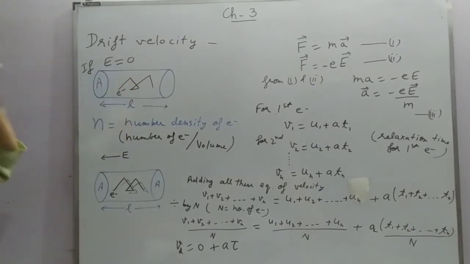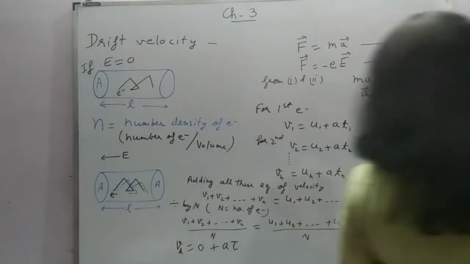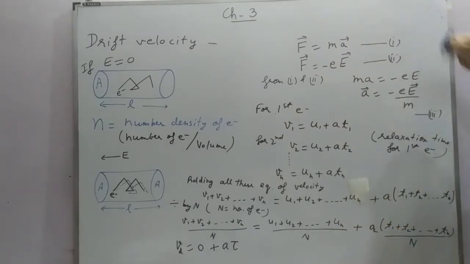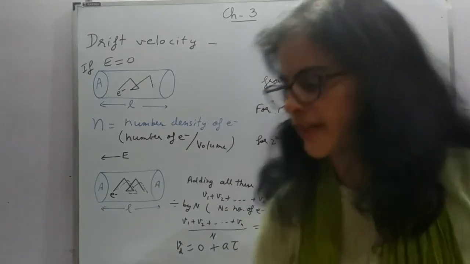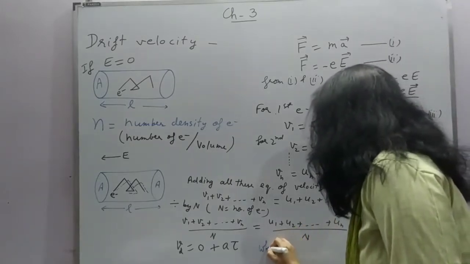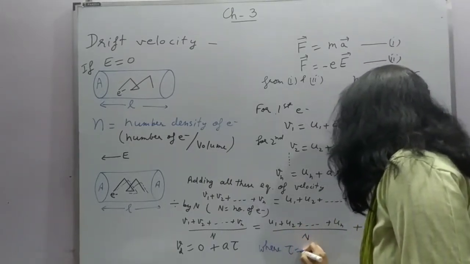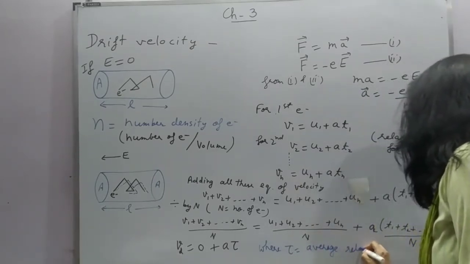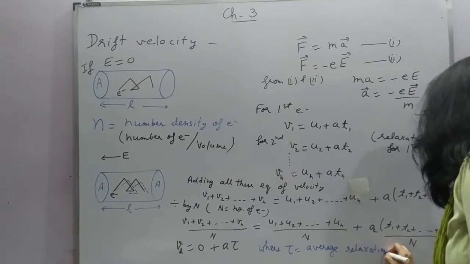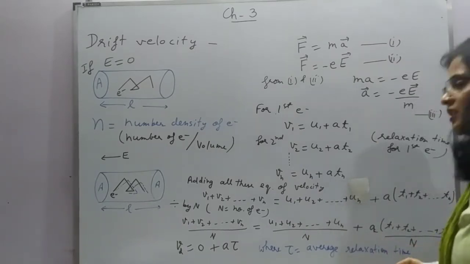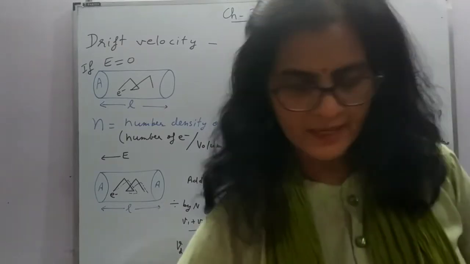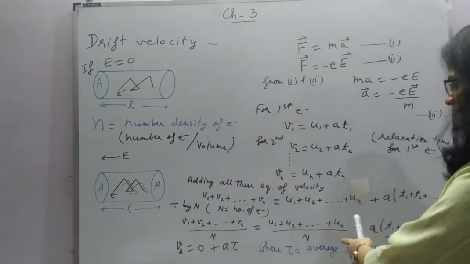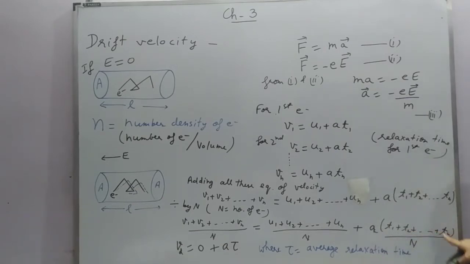Now I am rubbing the board for the next step. After this, I will use this equation 3 and get the final result. I can mention here that tau is the average relaxation time. And what is relaxation time? Relaxation time is the time between successive collisions. So average relaxation time is the average of these relaxation times.